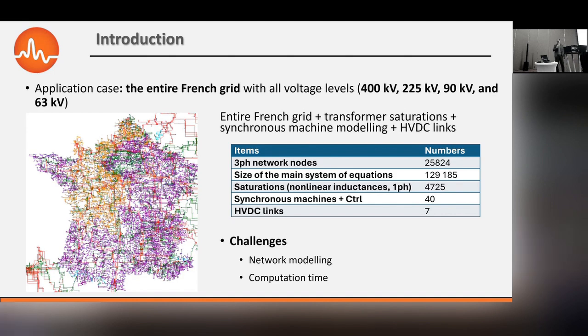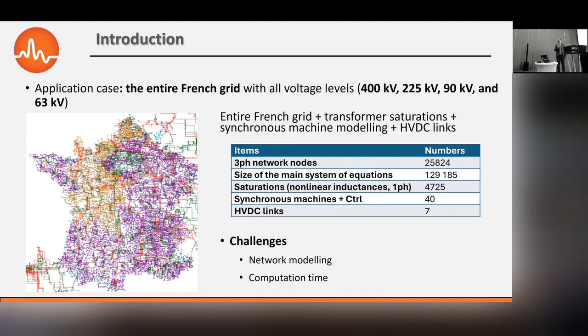So here I will make a short description of what we have on this network. In terms of nodes, I speak about three-phase nodes, it is 25,000 nodes. This is the size of the main system of equations. We have included saturation on every transformer, and we have put in all synchronous machines and their controls. The synchronous machines in France are nuclear power plants, hydraulics, and some thermal plants. And of course, some HVDC links have been included, so we have 7 interconnections. We use generic modeling here.